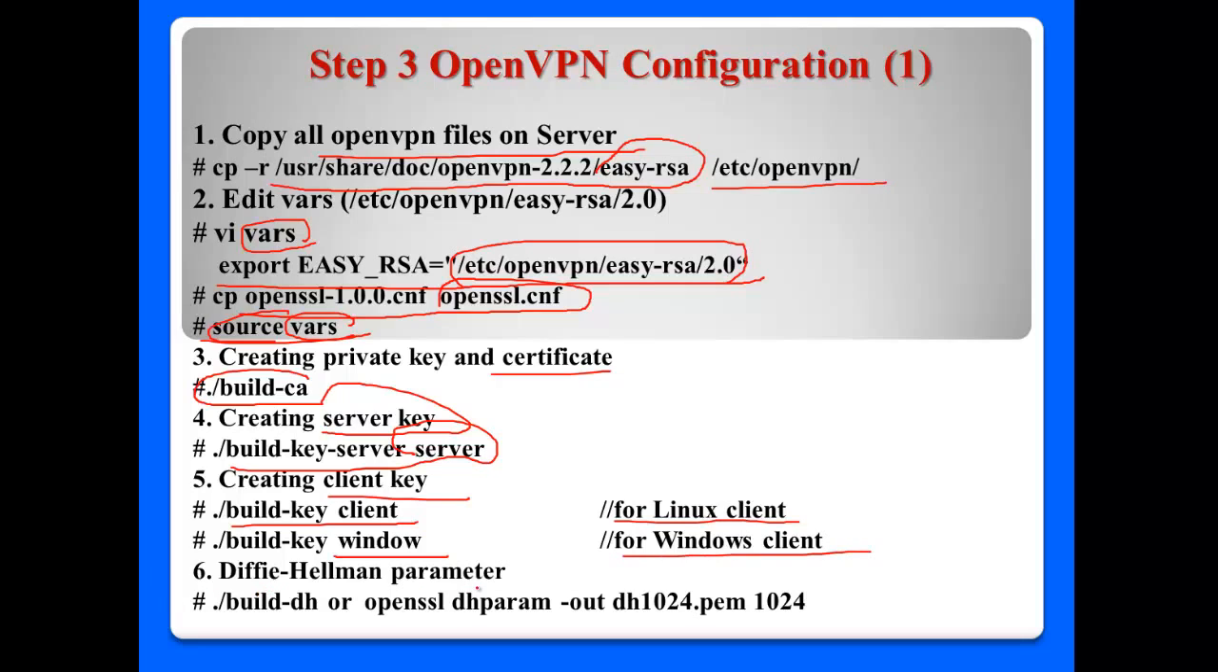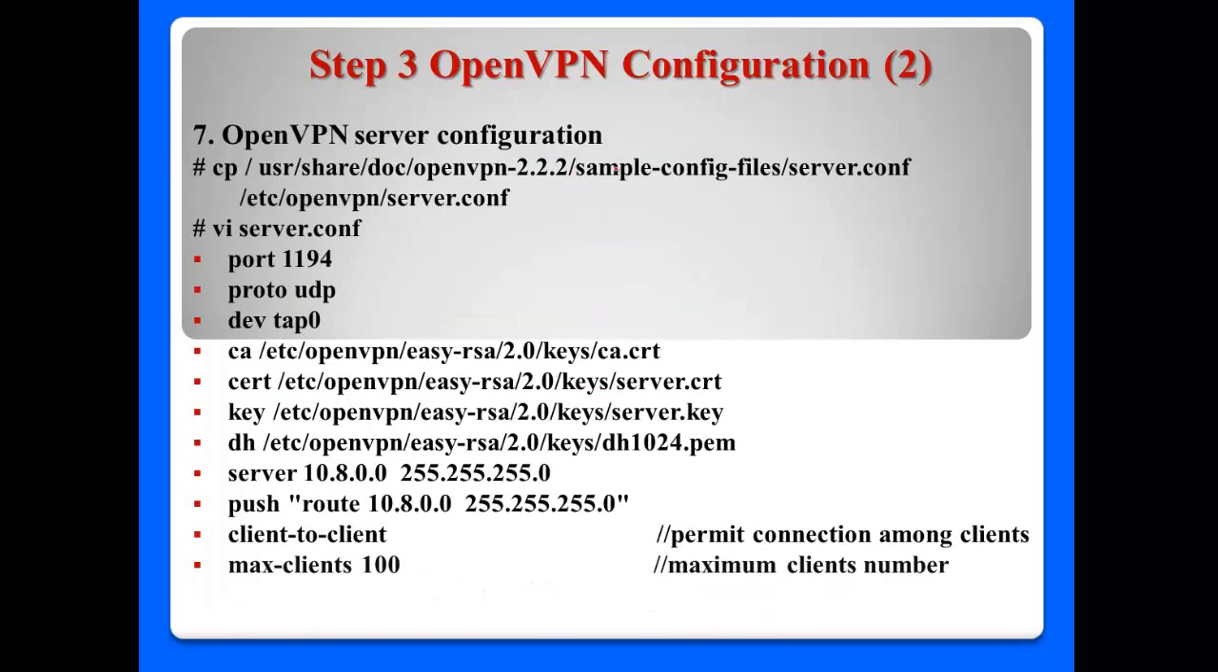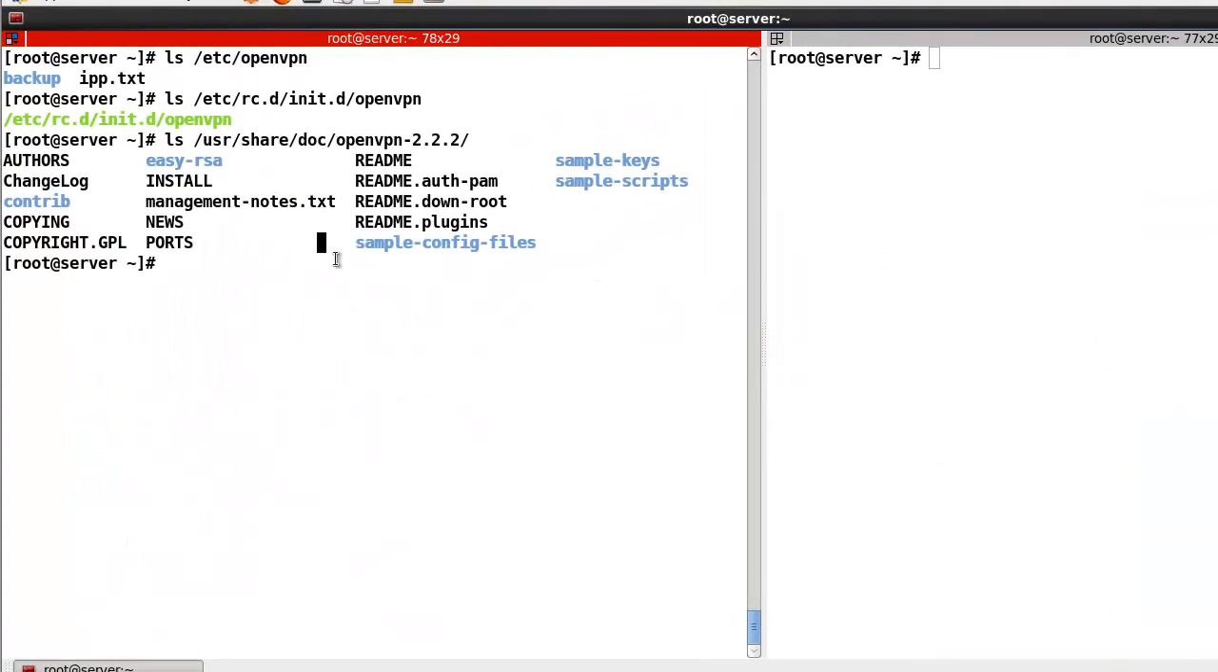And number 6, the Diffie-Hellman parameter. So to start OpenVPN, normally we need this parameter using this command, build-dh or openssl dhparam, with the output file name like this. And after that, number 7, we need to make or configure the server file. So in this directory, the sample config file, we can find this one and copy it here. And after that, we need to configure these things. So let's start this one.